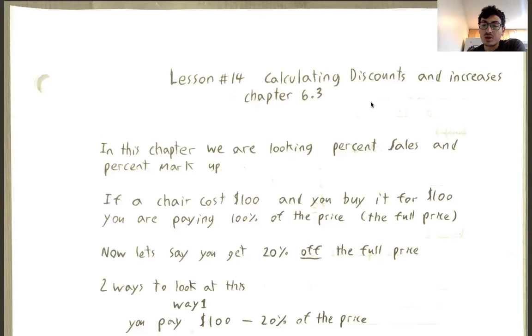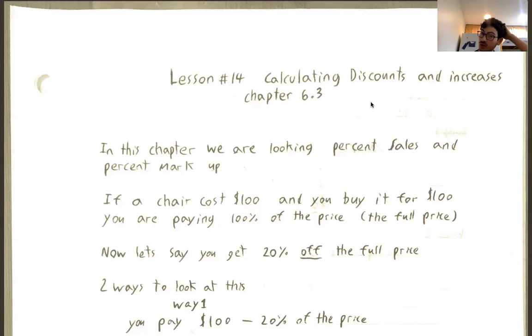So first off, if we have a chair, I couldn't think of a better thing to buy, so we're buying a chair and it's going to cost us $100. It's an expensive chair, it's a fancy one. I guess it could be a lounge chair. Those cost about $100. Anyway, you buy a chair for $100 and you pay $100 for it. You're going to be paying 100% of that price because you're paying the full thing. So even if it costs $200, you pay $200. You're still paying 100% of that price. You're paying everything. You're not getting any discount or anything like that.